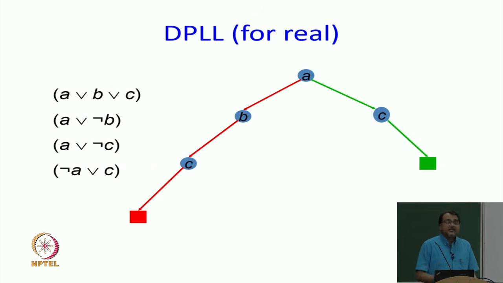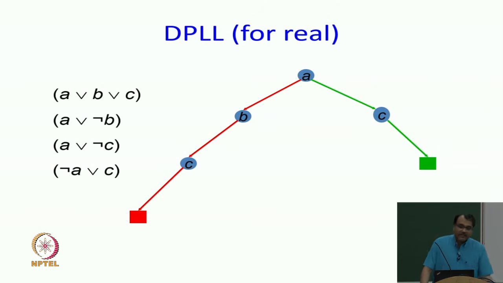There is no unit literal because there is no clause of size 1. Are there any pure literals? No. A and not A, B and not B, C and not C, all of them are present. At this point, I cannot set anything obviously. So I have to set a variable true and set a variable false and do search. So I do that search.